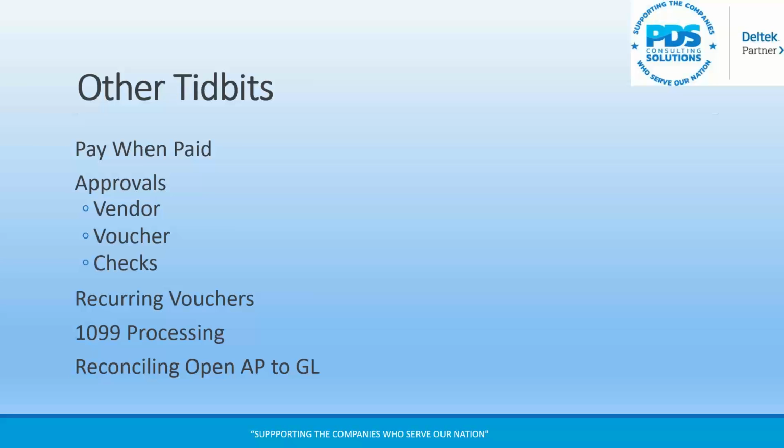We discussed our 1099 processing, which works very well. You just need to be very careful in setting up your vendors and processing your vouchers that those flags are set accordingly. And reconciling your Open Accounts Payable to your general ledger: as long as all transactions are made through Accounts Payable and no journal entries are made to your Accounts Payable general ledger account, generally your Open AP will reconcile to your general ledger.